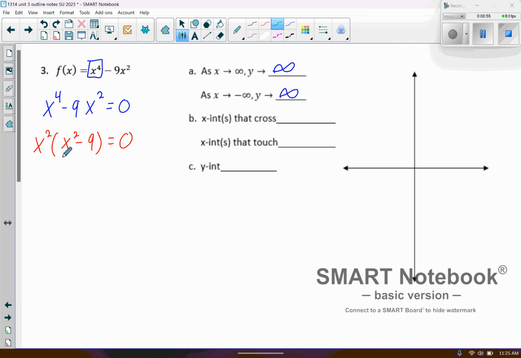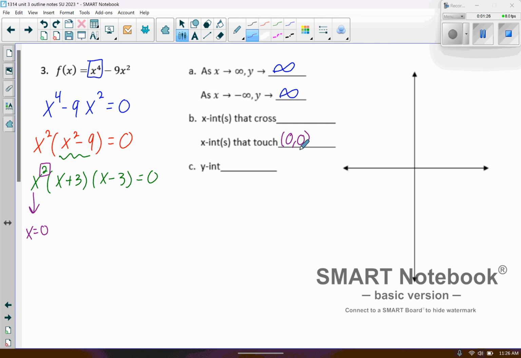And then I can factor the x squared minus 9. That's going to be the difference of two squares. So x plus 3, x minus 3. And so I have 3 unique x-intercepts, 3 unique ones. My first one is 0, and that one actually occurs twice. The multiplicity is 2. So that one will touch and turn around at that point right there.